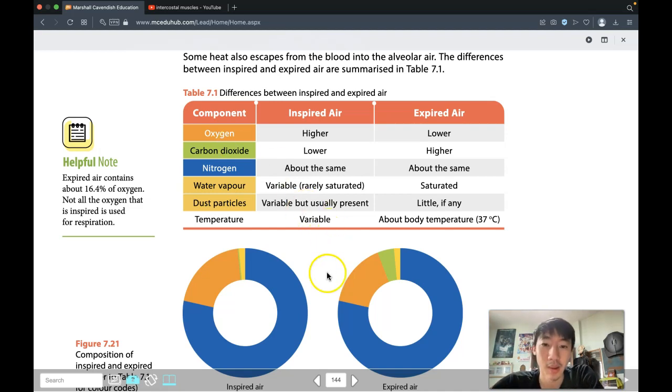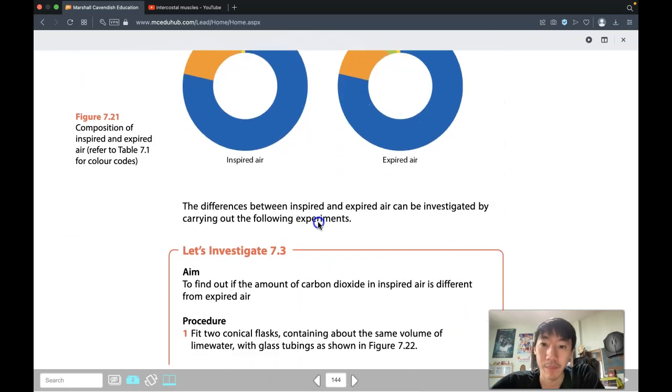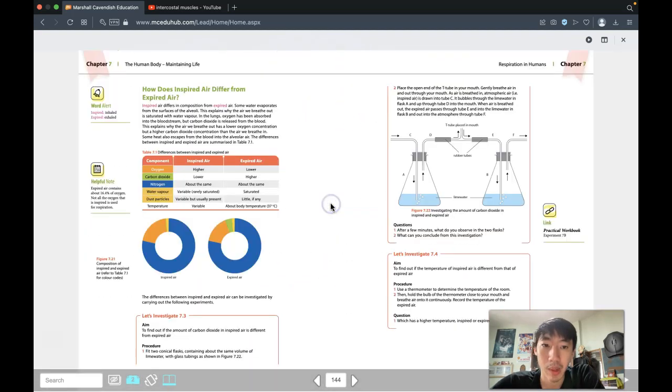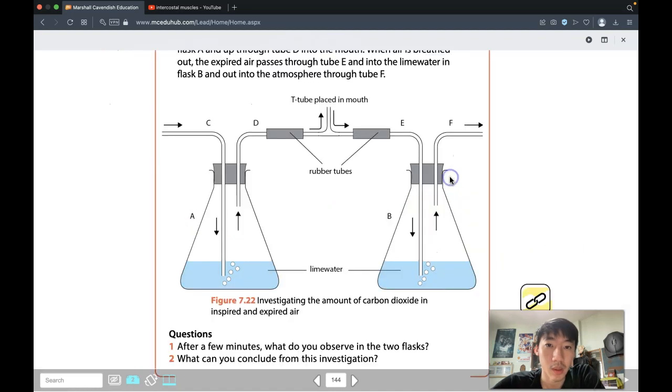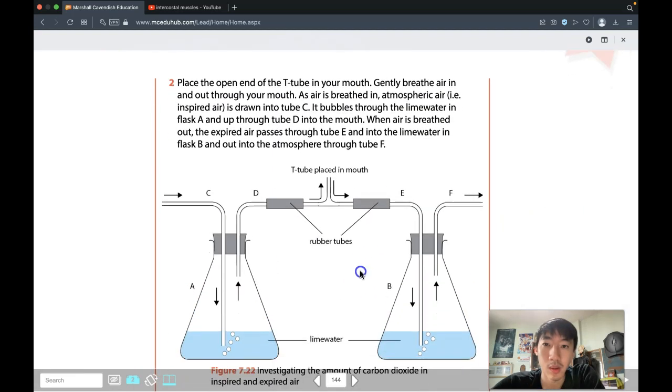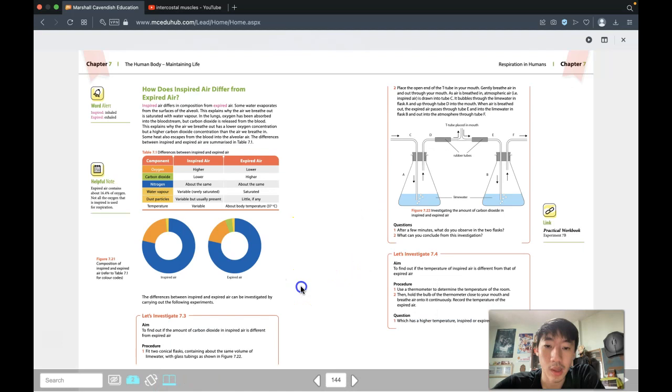Okay. Okay, this is something we'll probably try in the lab.